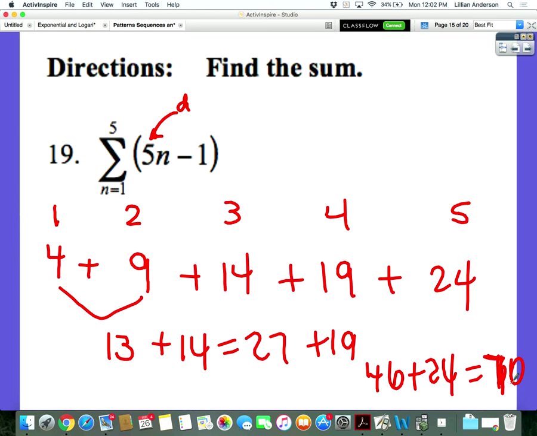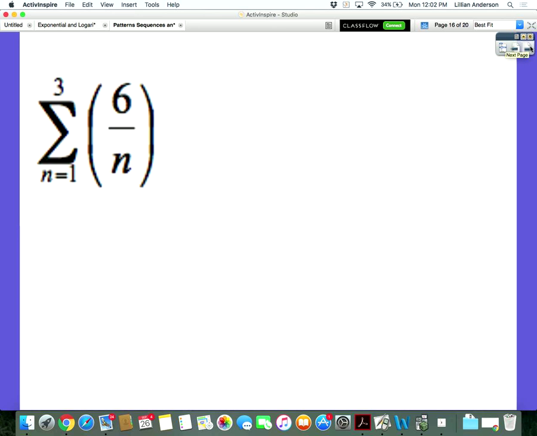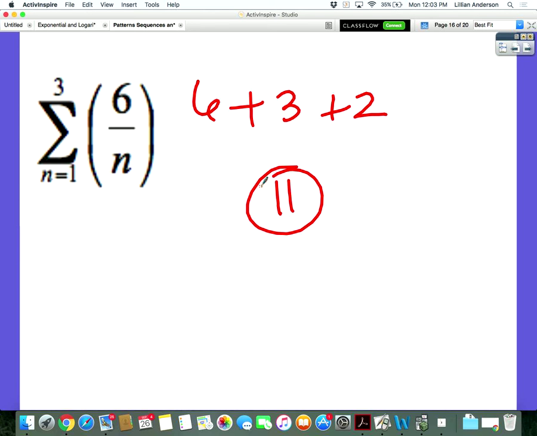Okay? Got one for you to do. Clear your board. Do this one. Find the sum. This one is 11. You plug in 1, you plug in 2, and you plug in 3. You add them up. Okay? Honestly, when you're dealing with summations, that is the easiest route to go. Plug in those values and add them up.